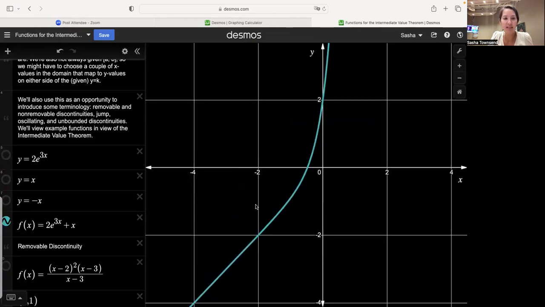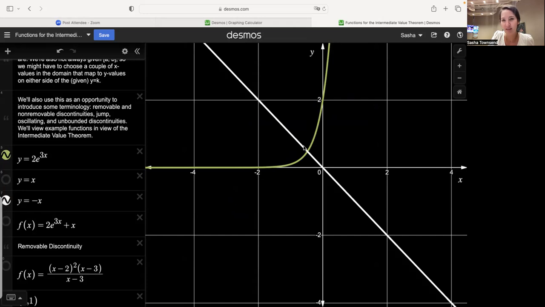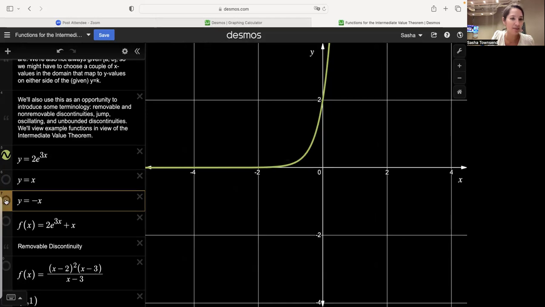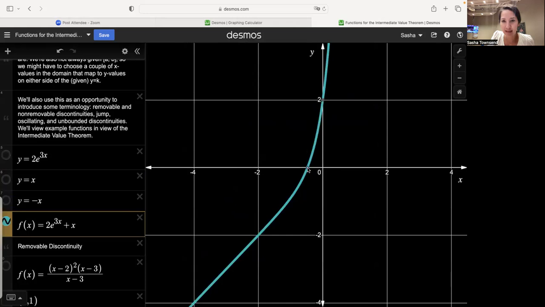And the point of intersection of this graph with the x-axis, that's where y equals 0, is the same as the point of intersection of the exponential function and y equals -x. So I'm expecting the answer to be something like -0.477. And that's what it looks like. -0.477 is the root, according to desmos.com.